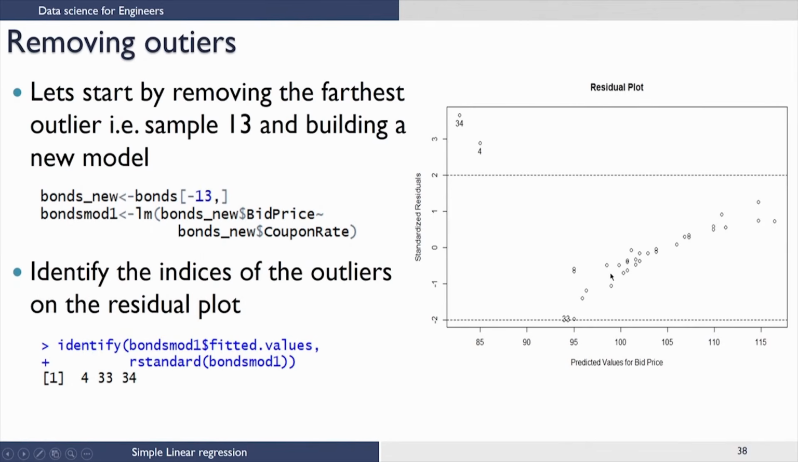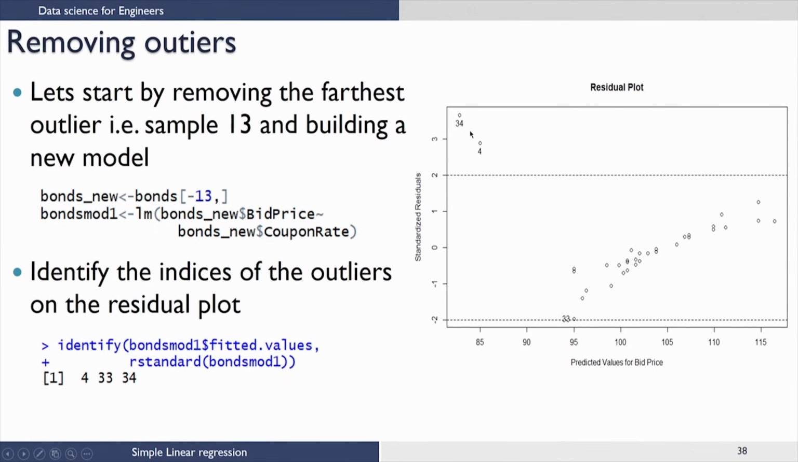So, on my right I already have the residual plot with the outliers being identified. From the snippet we can see that for the new data, my 4th point, 33rd point and 34th point are being identified as outliers. Now, this new data will contain only 34 data observations because we have already removed one observation. So, the indices for the new data will change.